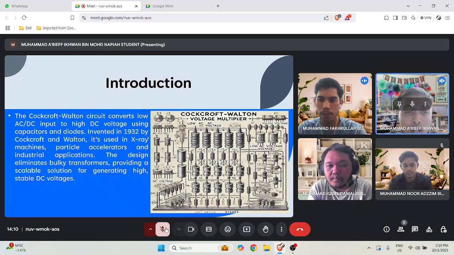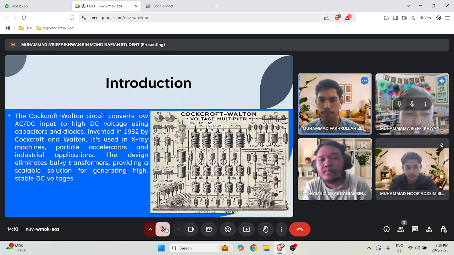For more information, the Cockcroft-Walton circuit is specifically designed to generate high DC voltage from a lower AC or pulsing DC input. What makes it remarkable is its ability to achieve this without a large, heavy, and expensive transformer. Instead, it uses a unique and efficient design that combines capacitors and diodes in a systematic way to amplify the input voltage step by step.